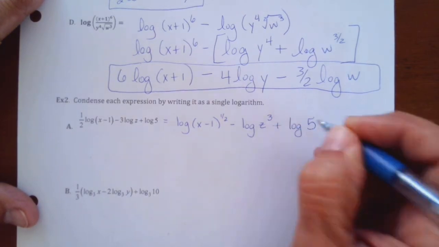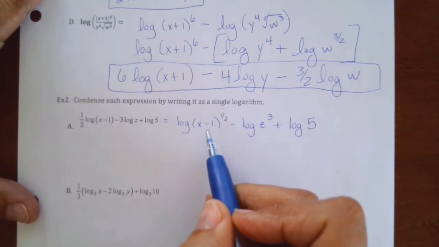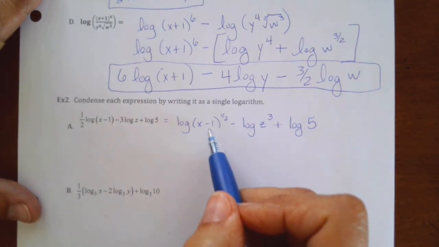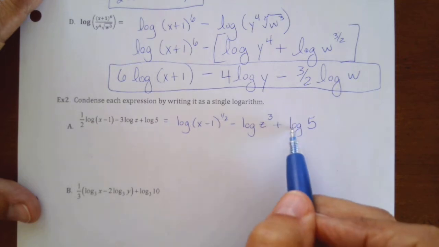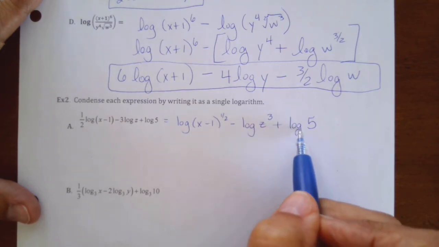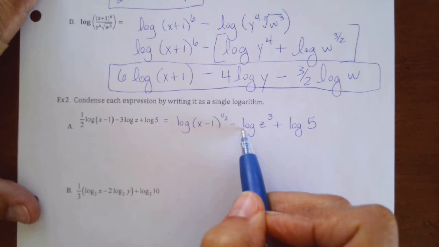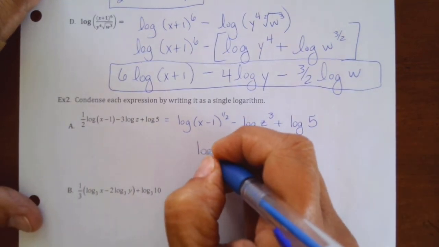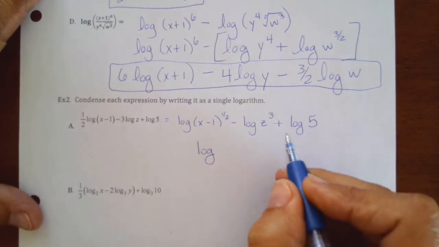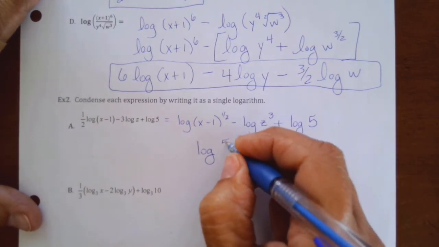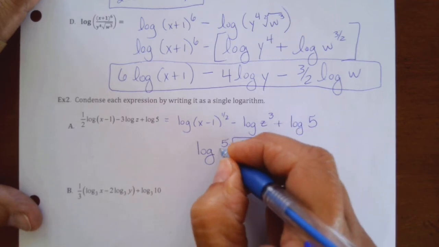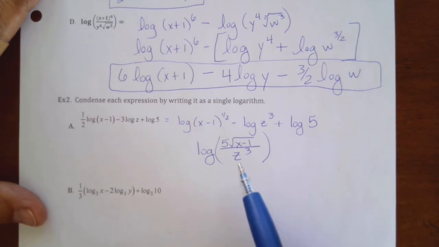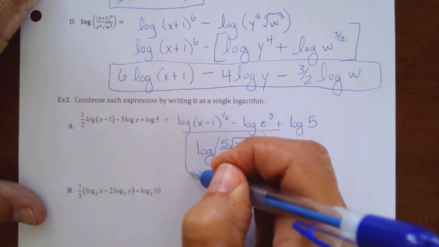Now remember, this is the square root. So my next step, I'm going to write the square root of x minus 1 instead of that. And so your positive logs are multiplied together, will be in the numerator. Any negative log means it was divided, so that will go in the denominator. So now I can condense down to 1 log. So 5 times the square root of x minus 1 will be in the numerator, and z cubed will be in the denominator.